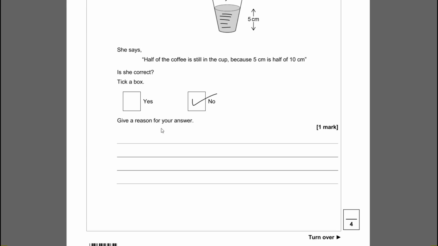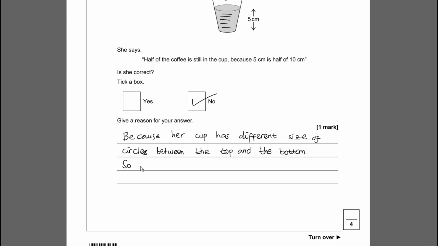Now give a reason for your answer. Because her cup has different sizes of circles between the top and the bottom, so the volume at the top part is larger than the one at the bottom.